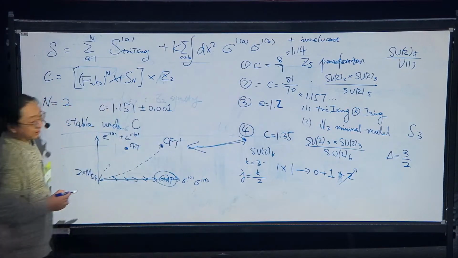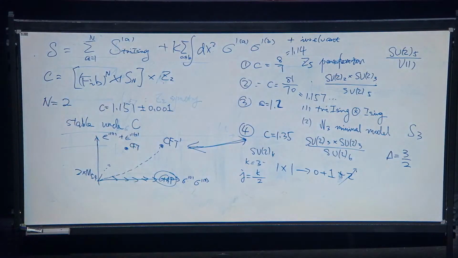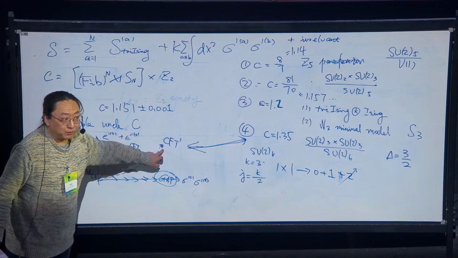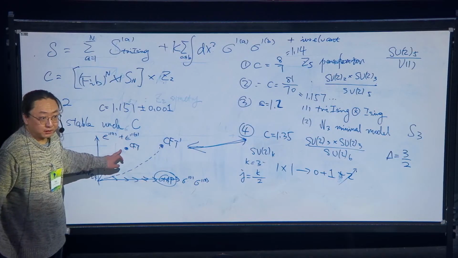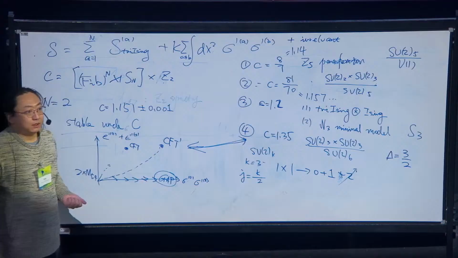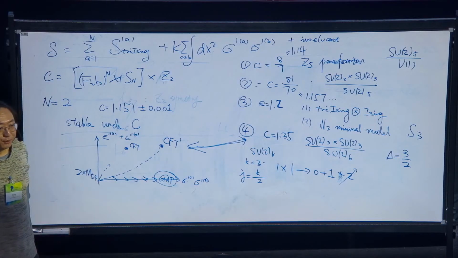This guy has a relevant deformation which preserves all the symmetries. So we have a CFT prime living here. It has a relevant deformation that either drives you to the CFT we discovered or drives you to the gapped phase. So you can complete the RG flow using your imagination, but this is basically it.